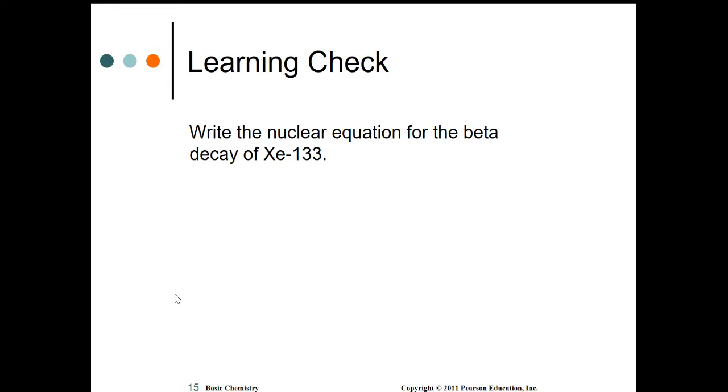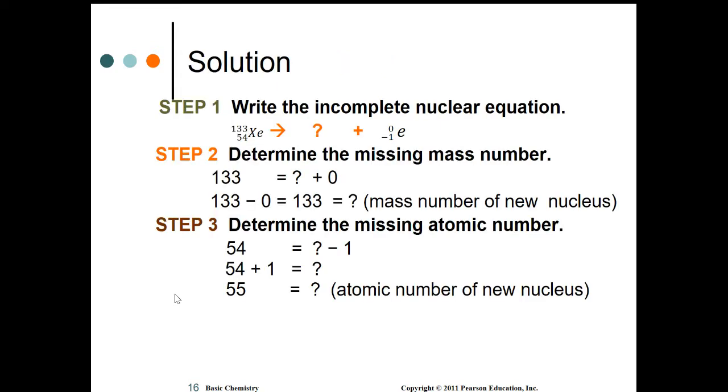Now, write the nuclear equation. Write the nuclear equation for the beta decay of xenon 133. Again, write the incomplete nuclear equation, this mass number, atomic number, Xe. What is this here? And then, of course, because it's beta, it's -1.